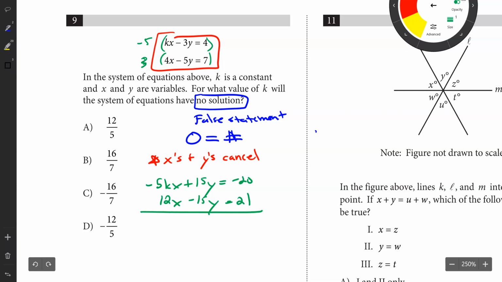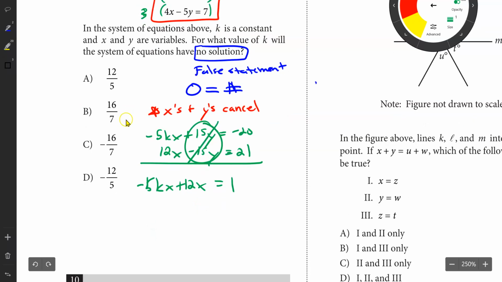Okay, if I add those down, look at what you've got here. We're going to have -5kx plus 12x. The y's are going to cancel out to be 0, and the right side equals 1. Okay, so now we have to think about how we will get this to equal 0 on the left side. Well, if these two were the same coefficient, then these like terms would cancel. So I need -5k to equal 12. So k equals -12 over 5.